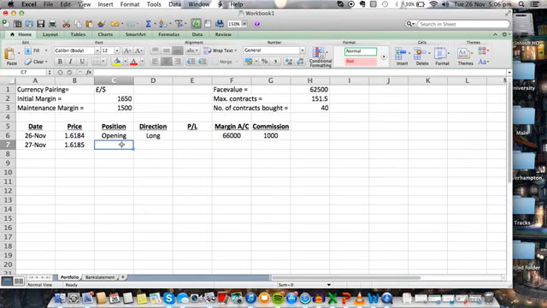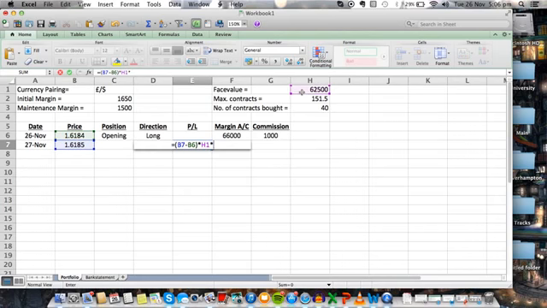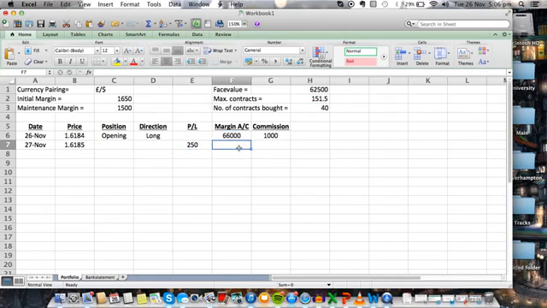Position remains the same. We're still open in this trade. Direction still remains the same. We can now work out our profit and loss. So profit and loss will be worked out using a simple formula: new price minus old price multiplied by face value multiplied by number of contracts, and that gives us a profit and loss of $250. This profit and loss will be added to the margin account. Like I said, the margin account is like your rolling bank account, so this profit and loss just goes straight back into your margin account. Commission, you don't pay any commission. It's a one-off payment.